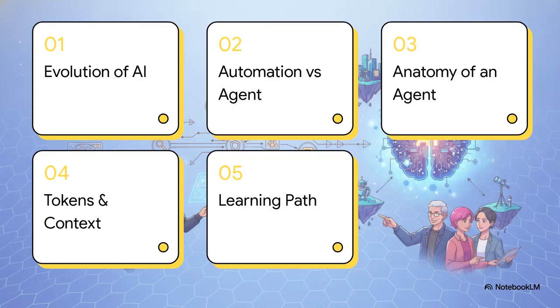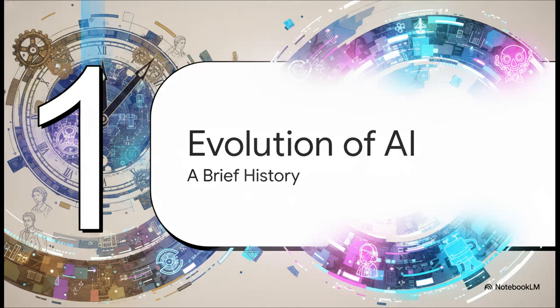Here's our map for today. We'll cover the evolution of Agentic AI, automation versus Agentic AI, the anatomy of an agent, tokens and context windows, and finally, your step-by-step learning path. All right, let's jump straight into section 1, the evolution of Agentic AI.